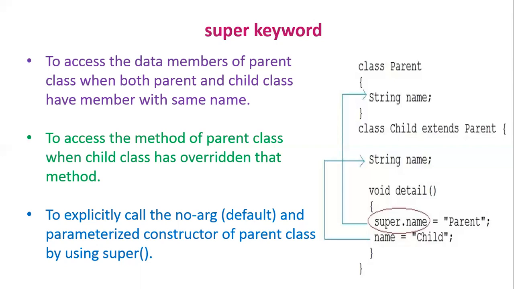We can call the parameterized constructor of the parent class by using the super keyword like this, and we can pass parameters inside these braces if we are invoking the parameterized constructor of the parent class. But when we explicitly place super in a constructor, the Java compiler will not call the default no-argument constructor of the parent class. So the question is, can we use this and super in a constructor?